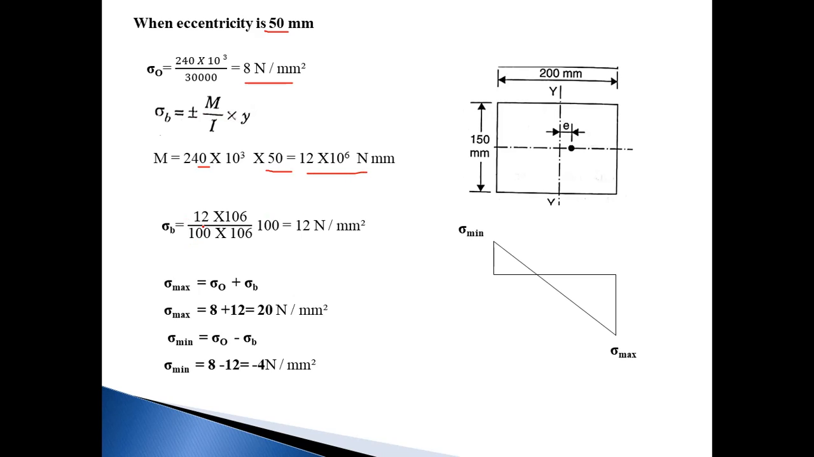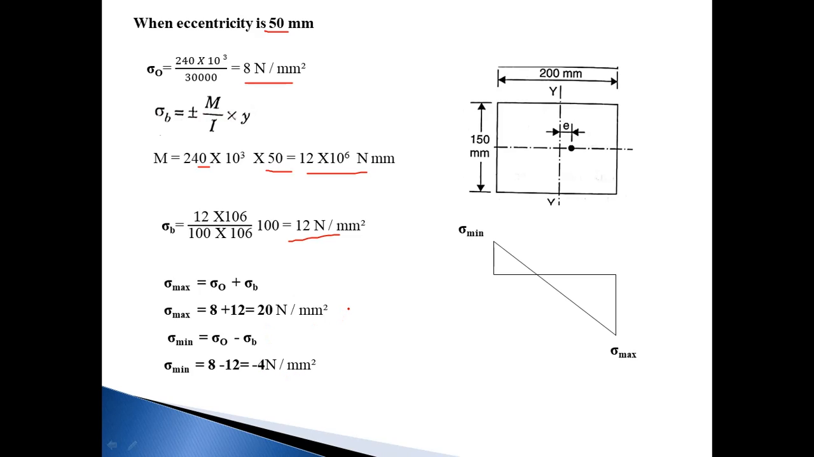So sigma B becomes 12 into 10 raised to 6 divided by 100 into 10 raised to 6 into 100. So it becomes 12 Newton per mm square. So sigma max is equal to sigma 0 plus sigma B. Sigma 0 is 8, sigma B is 12. So sigma max is equal to 20 Newton per mm square. Then find sigma minimum, that is the minimum stress, which is sigma 0 minus sigma B. Sigma 0 is 8 minus sigma B is 12, so it becomes minus 4 Newton per mm square.